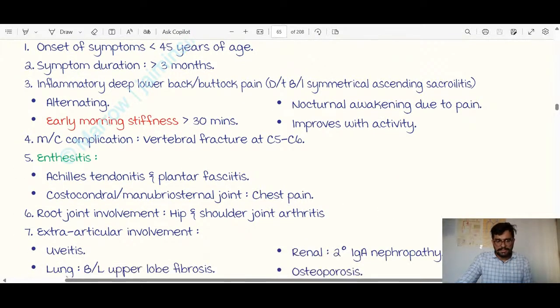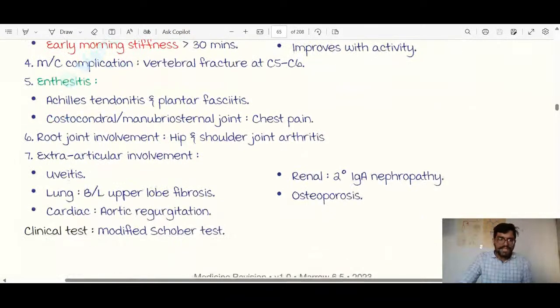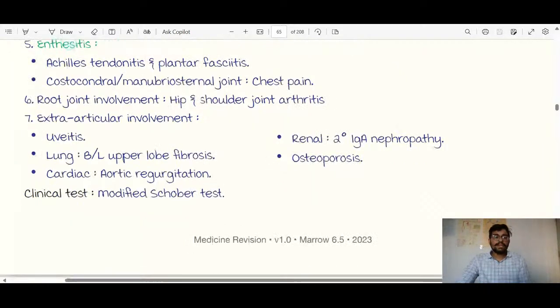Most common complication: vertebral fracture of C5 C6. Enthesitis: Achilles tendonitis, plantar fasciitis, costochondral and manubrial sternal joint involvement, chest pain, root joint involvement, hip and shoulder joint arthritis. Extra-articular involvement is also important: uveitis, lung, cardiac.